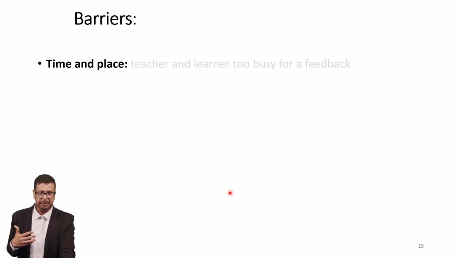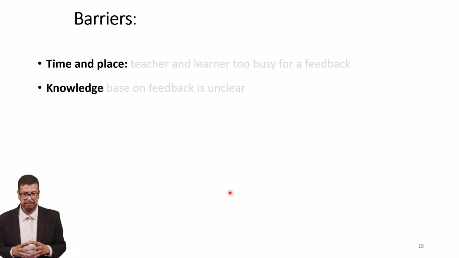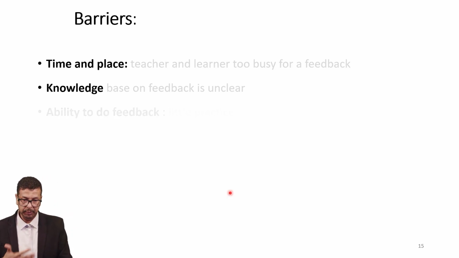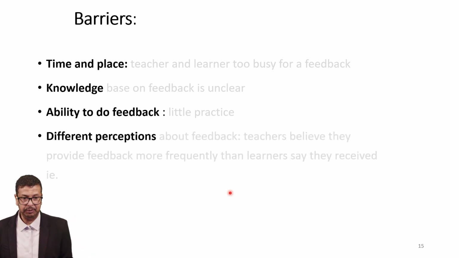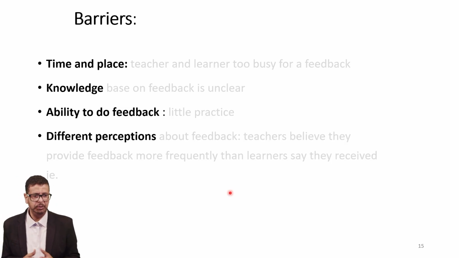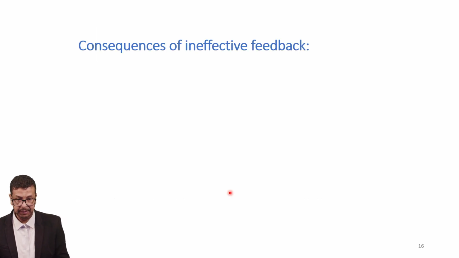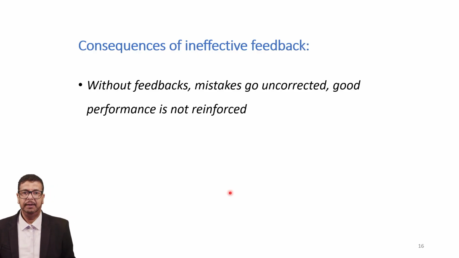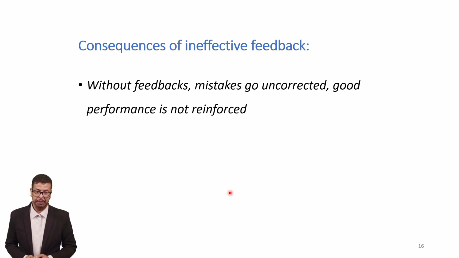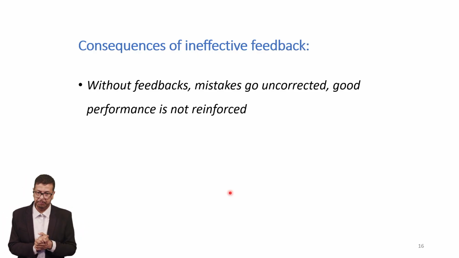These barriers could be time and place, not giving the feedback at the right time or in the right place. Knowledge, as the giver or as the recipient of the feedback, we may not have adequate knowledge about what we are doing. Ability to do feedback, with little practice from educators and sometimes from the students. Different perceptions could be due to different cultures, and could also be one of the factors. The consequence of not giving feedback: without feedback, mistakes go uncorrected, and good performance is not reinforced. So feedback is not only for bad performance, feedback is for both bad performance and good performance.